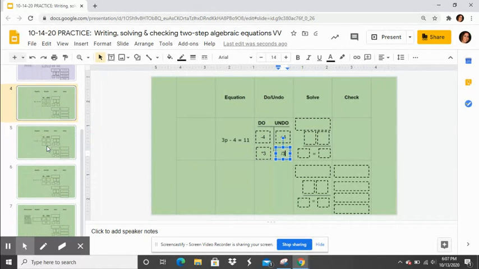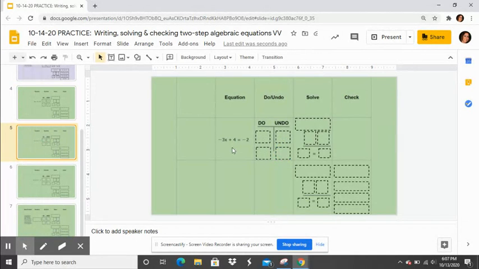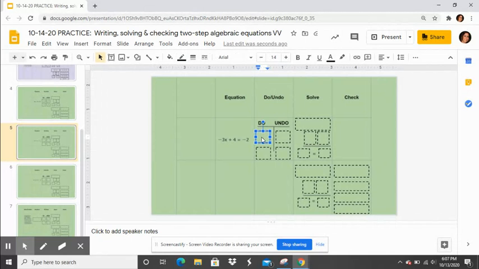So let's see slide 5. Negative 3x plus 4 equals negative 2. My first do is the constant of 4. So it's adding 4, and I'm going to undo by subtracting 4. The second do is the coefficient of negative 3 that's being multiplied. So the variable is being multiplied by negative 3. So the undo would be dividing by negative 3.